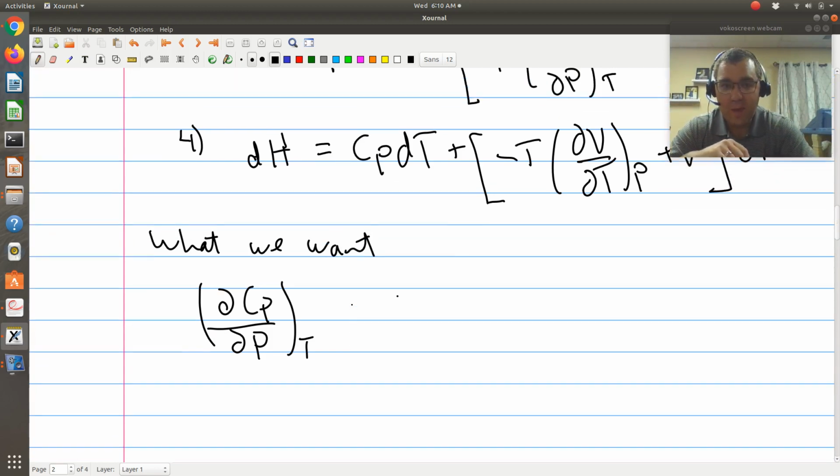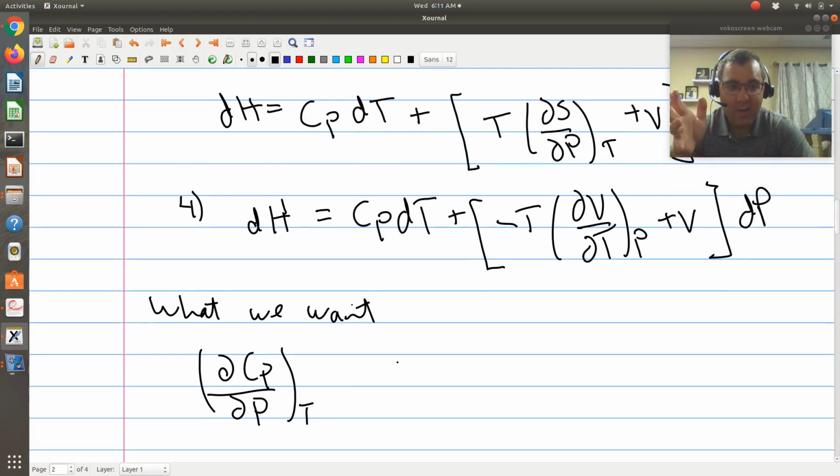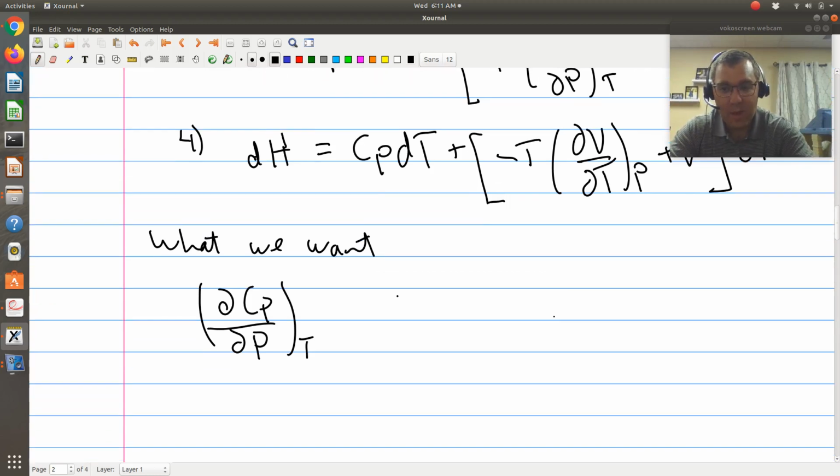Now, looking at my equation 4, how the heck does this help me? Well, I don't know what to do with this, right? I have dCp dP at constant T, but how I get that, or even get close to that from my expression in 4, is beyond me. Okay, so what we're going to do is apply a trick.